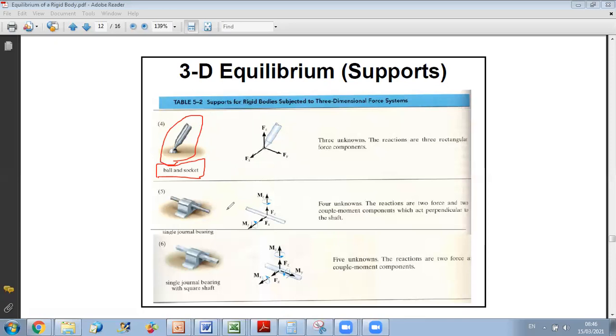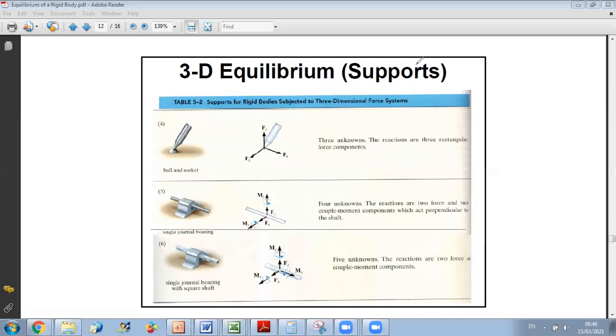Okay. Another type of connection in 3D is a single journal bearing. For a single journal bearing, in this case, what will happen? If you look at this figure, for example, you can rotate your bar in this direction, along an axis along the line of the bar. So this reaction will not develop a moment in this direction. But try, can you rotate it like this, for example? No, you cannot rotate it in this direction.